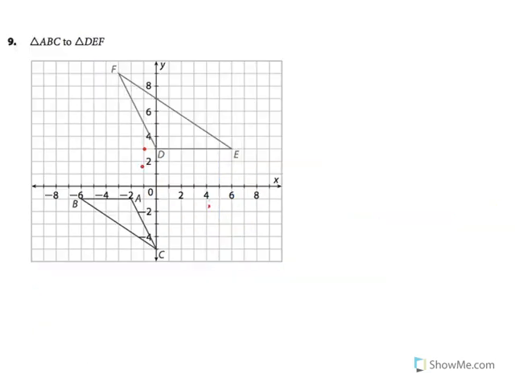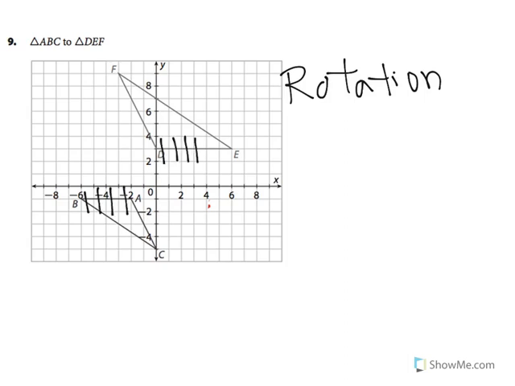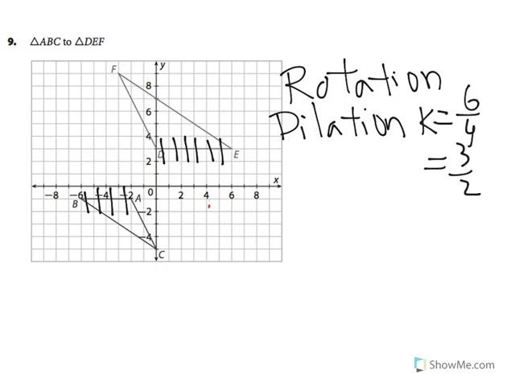Okay, let's go on to this one here. For this one here, we have a rotation, right? And then if we look at our dilation, there's 1, 2, 3, 4, 1, 2, 3, 4, 5, 6. So then the dilation with the scale factor of 6 over 4, or reduced to 3 over 2.